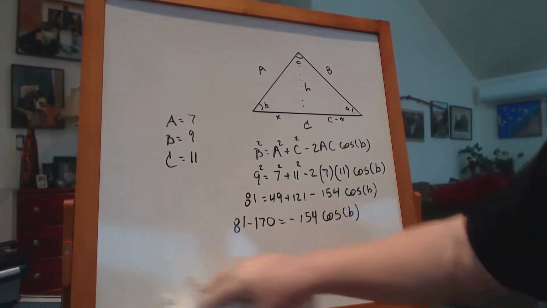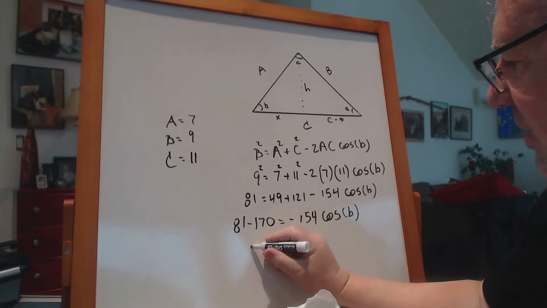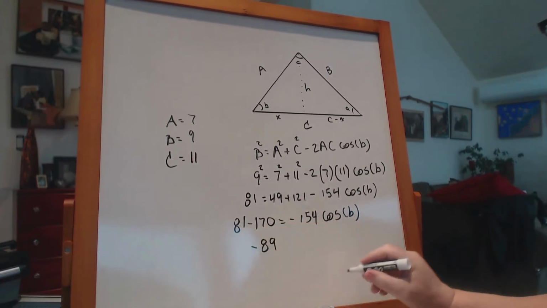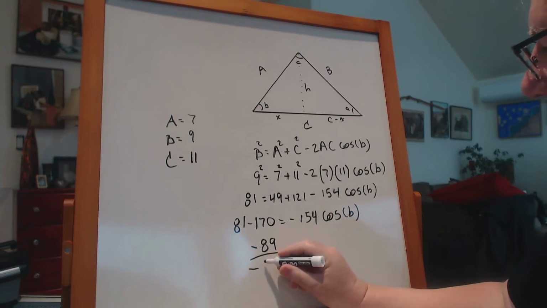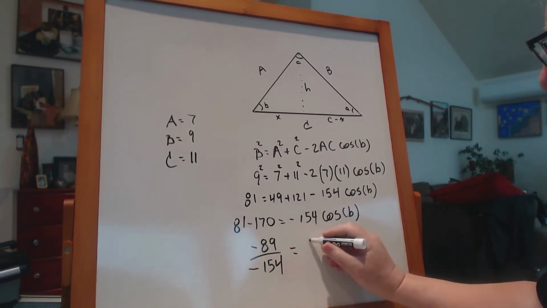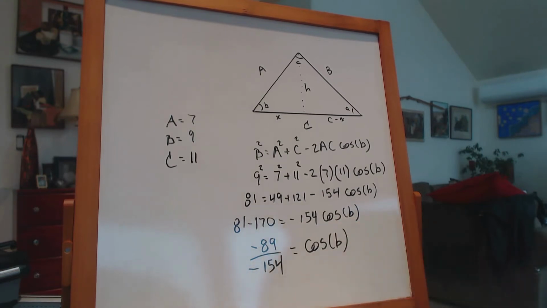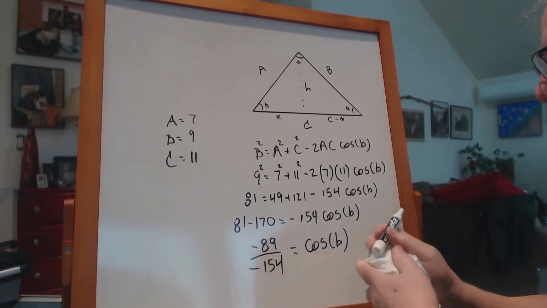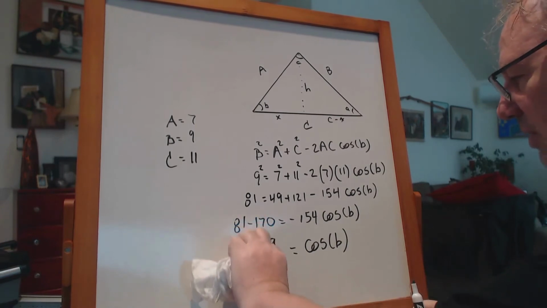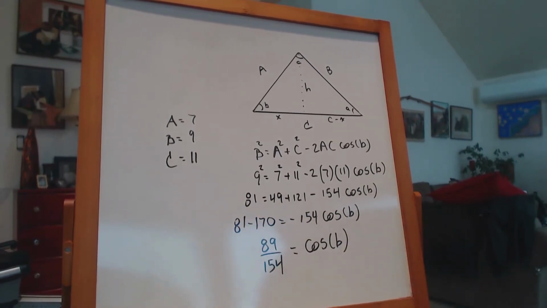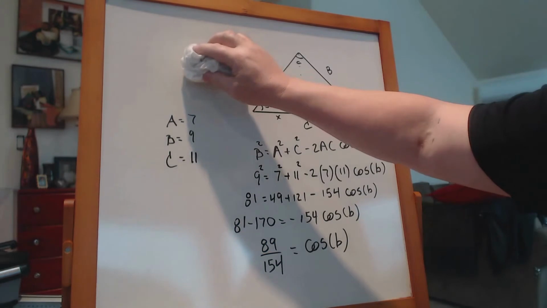So we have negative 89 divided by negative 154 equals cosine of B. And now all we have to do, you can see that these are positive because two negatives make a positive. We have this ratio, 89 over 154. It's almost 1/2. Is equal to cosine B.